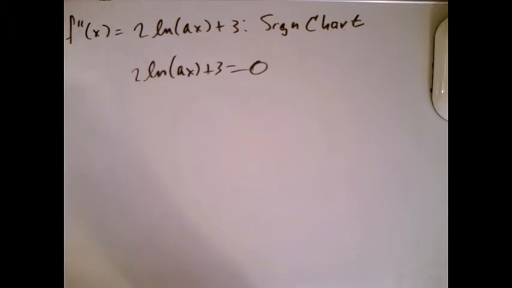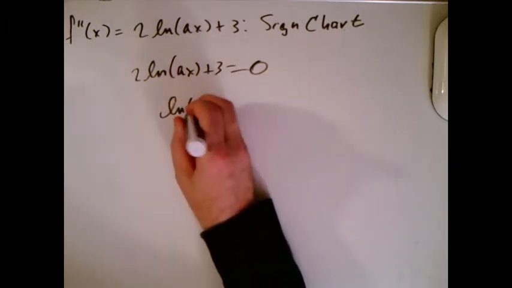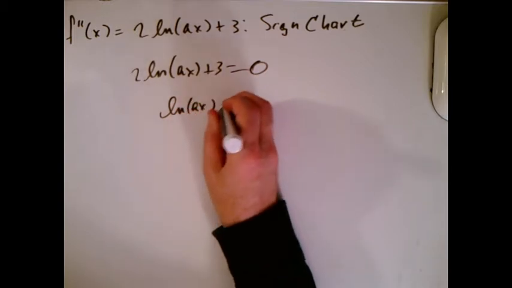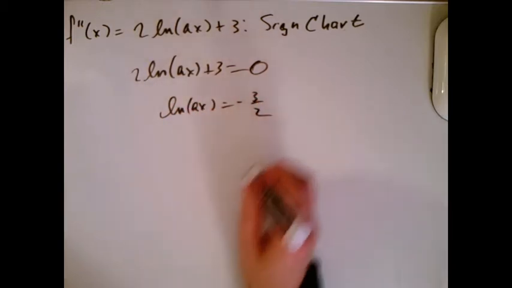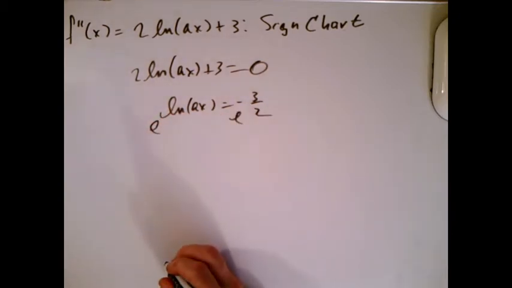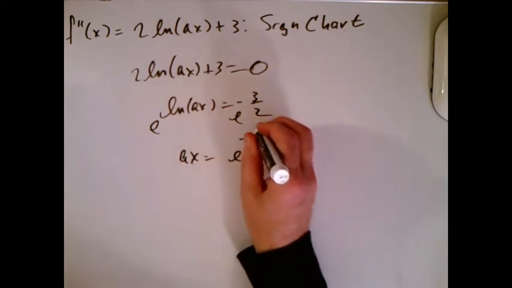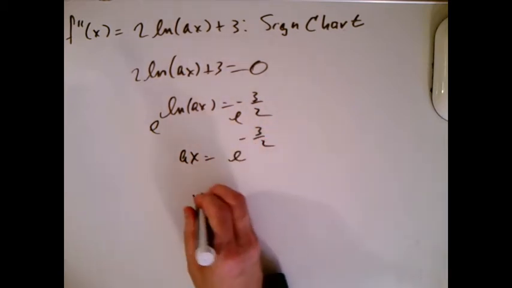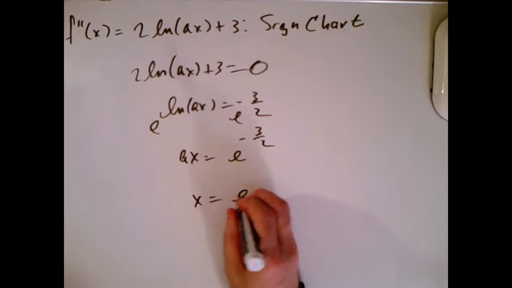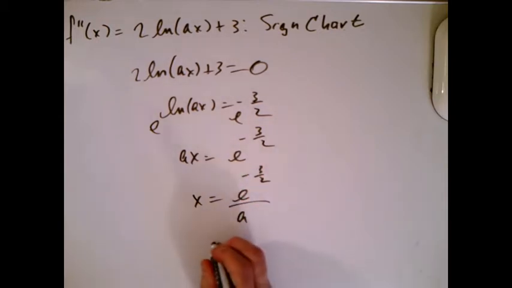What am I going to do? I'm going to subtract 3 and divide by 2 first. So I get the ln of ax equals minus 3 halves, like this. I'm going to e to both sides like we did for the first derivative sign chart. I'm going to get ax equals e to the minus 3 halves, so that x equals e to the minus 3 halves over a.